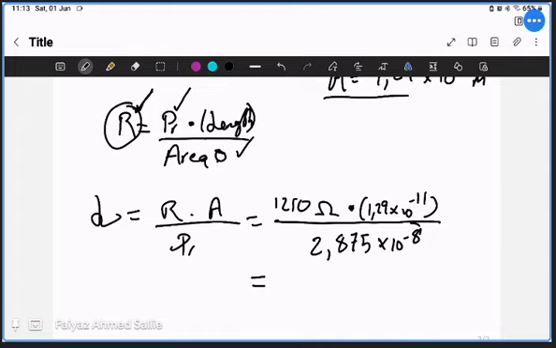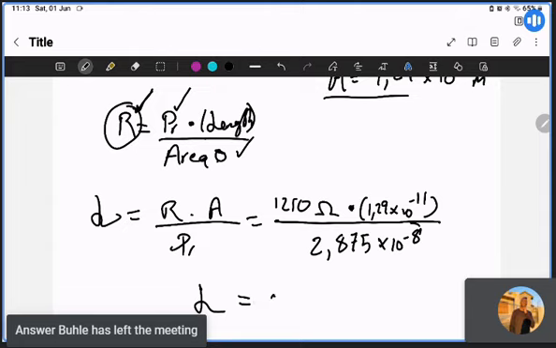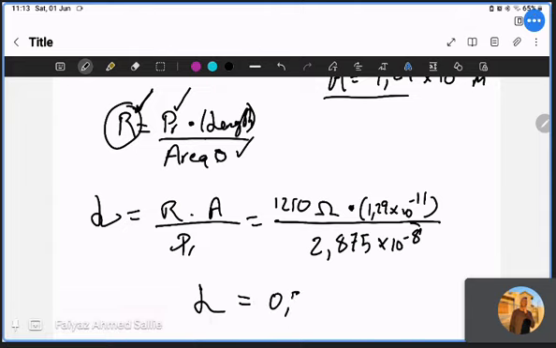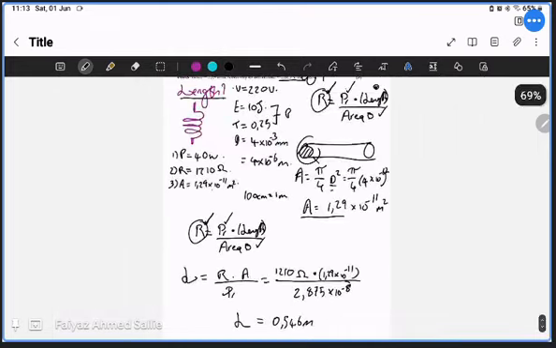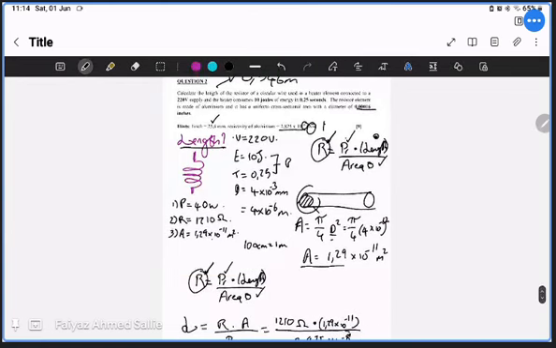So the length of the wire is equal to 0,546 meters. So that is now the length of the wire. So the length of the wire is equal to 0,546 meters.